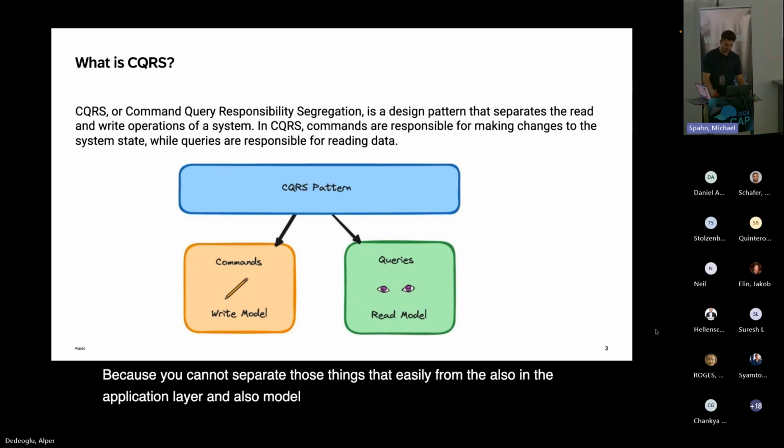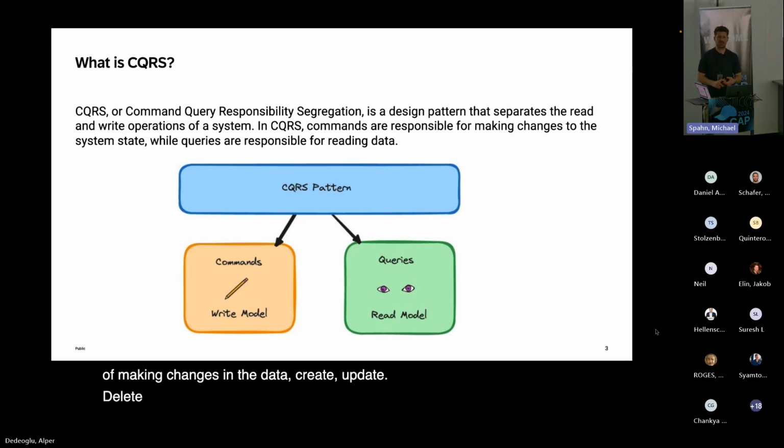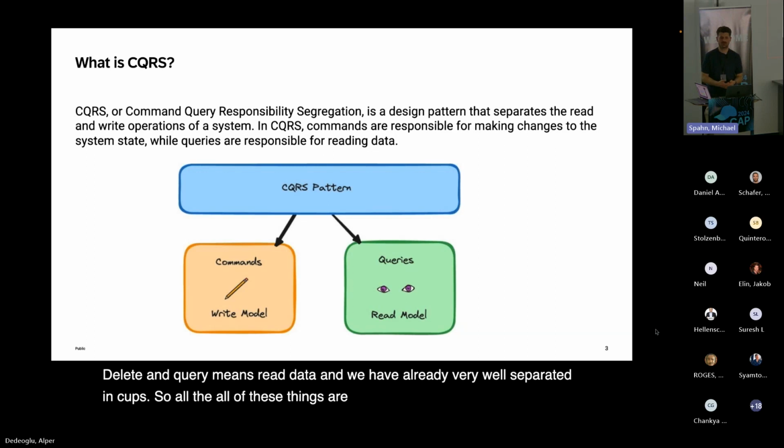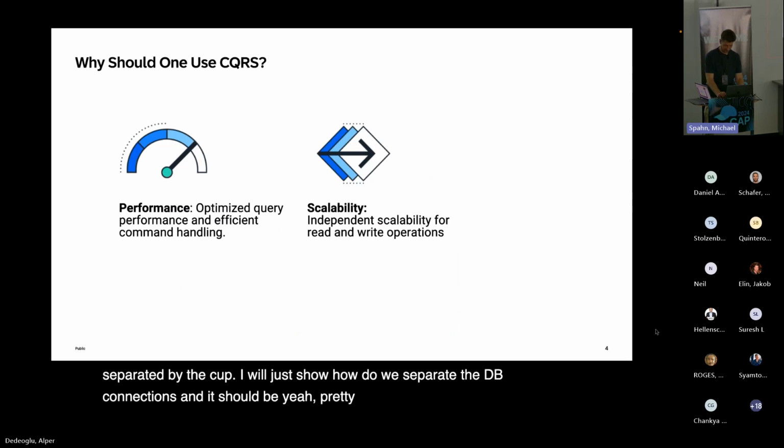But in the CQRS pattern, commands are responsible for making changes in the data: create, update, delete. And query means read data. And we already have these very well separated in CAP. So all of these things are at the moment already very well separated by CAP. I will just show how we separate the DB connections, and it should be a pretty straightforward implementation.